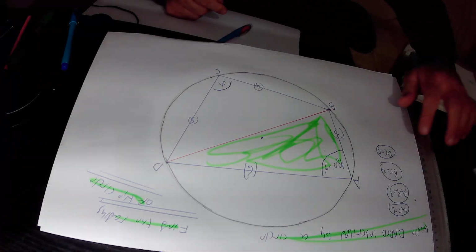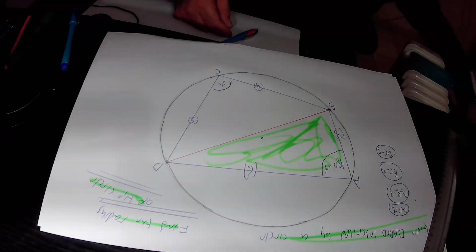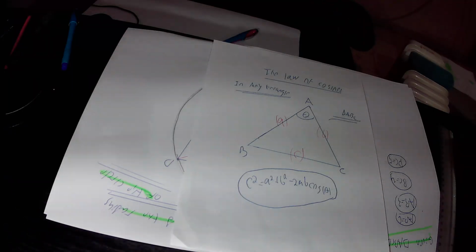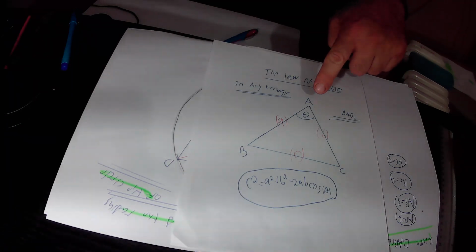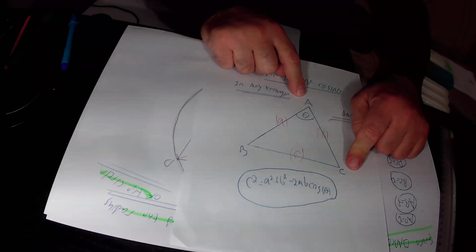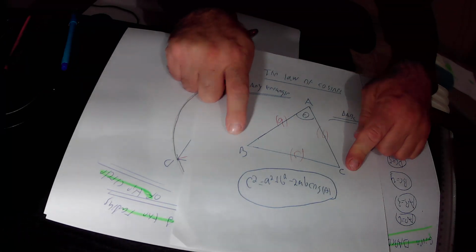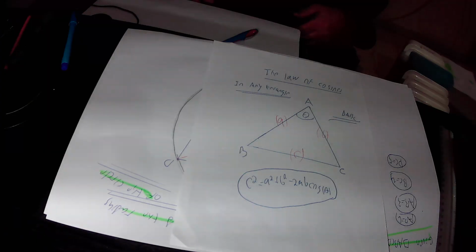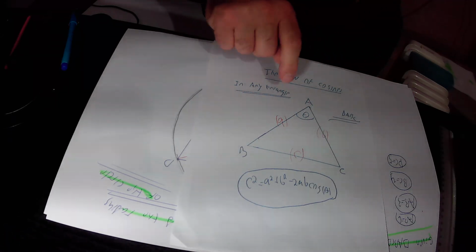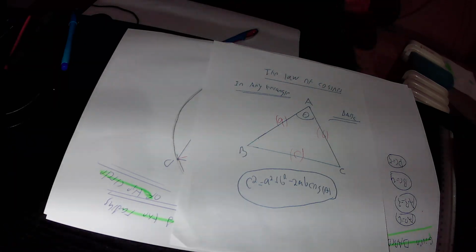So, let me quickly review the law of cosines. The law of cosines is true in any triangle, so this triangle ABC could be any triangle. This is angle BAC that is equal to theta degrees in size. Side AB equals A units in length, side AC equals B units in length, side BC equals C units in length. According to the law of cosines, the following equation is true. C squared equals A squared plus B squared minus 2 times A times B times cosine theta.